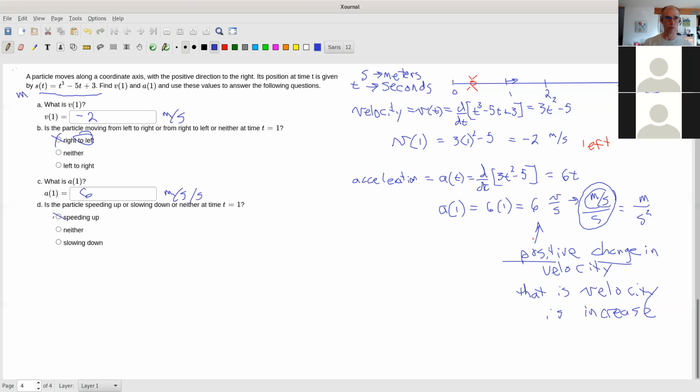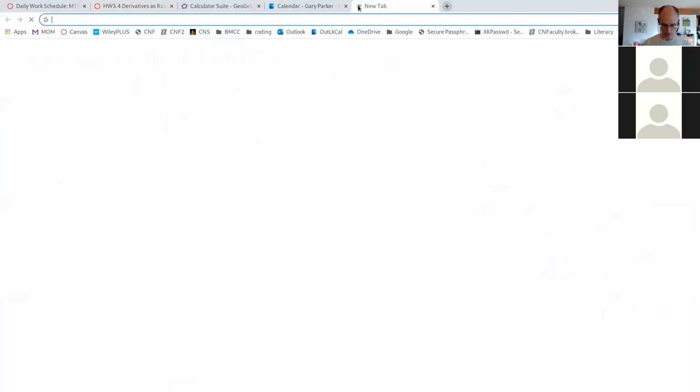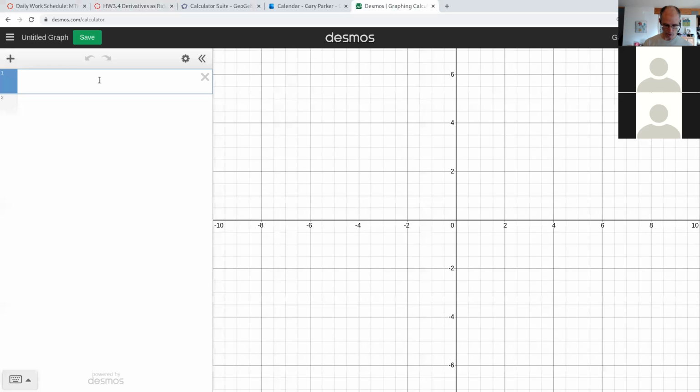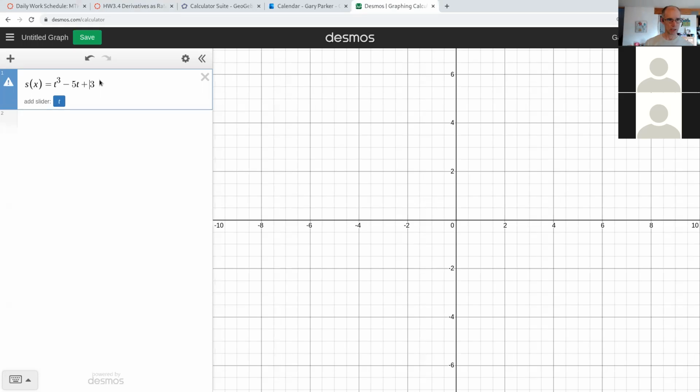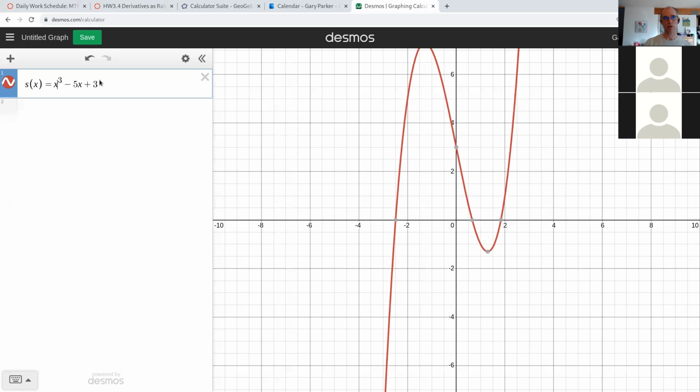And now let's switch over to Desmos for a minute instead of GeoGebra. They're both beautiful. And we need to see our position function. So I'm going to call it S of X, and it was equal to X raised to the 3rd power, minus 5X plus 3. Let me double check. Yes. Oh, and it's X's, not T's, sorry, otherwise the program gets confused. All right, so there's my function right there.